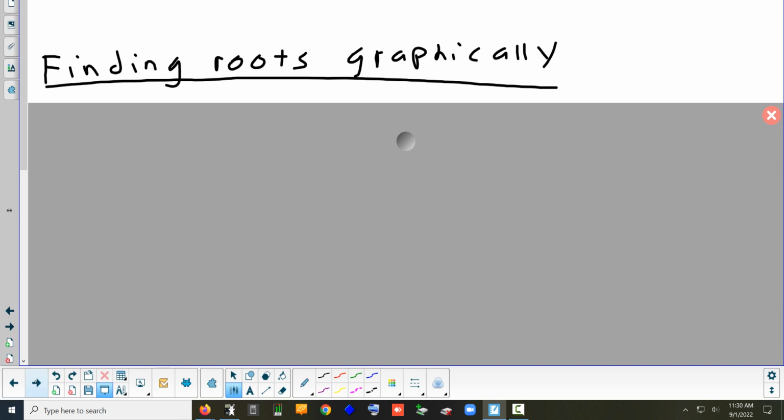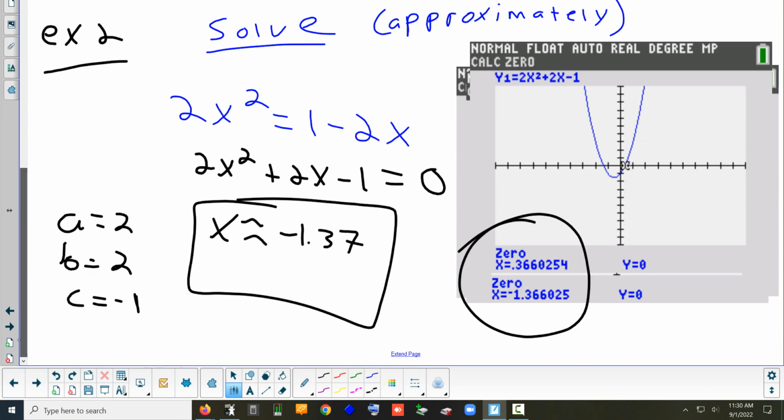So, sorry, what did we get for the time answer? What did we get for the time answer? 0.37 and negative 1.37. So what we just did there, that's called finding a root graphically.